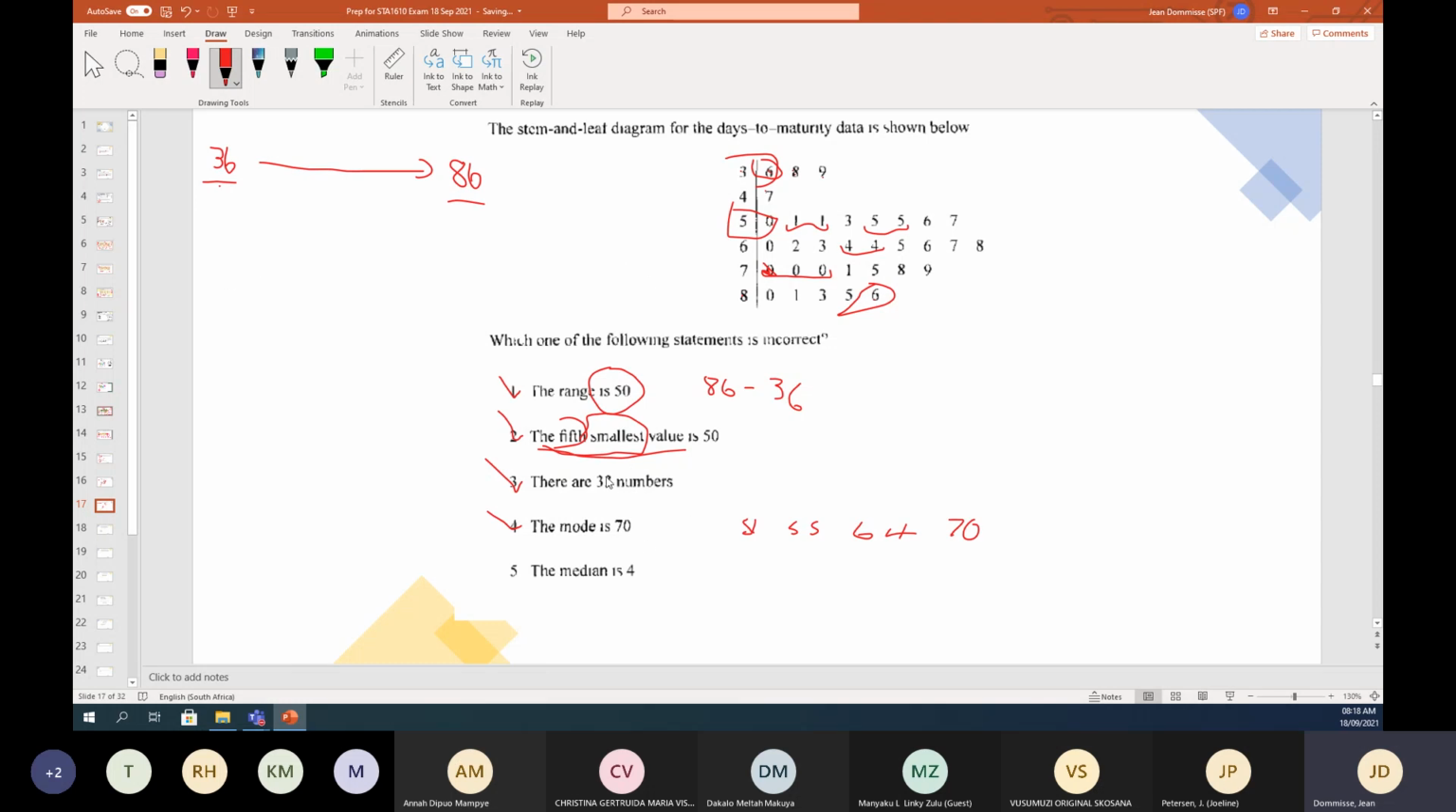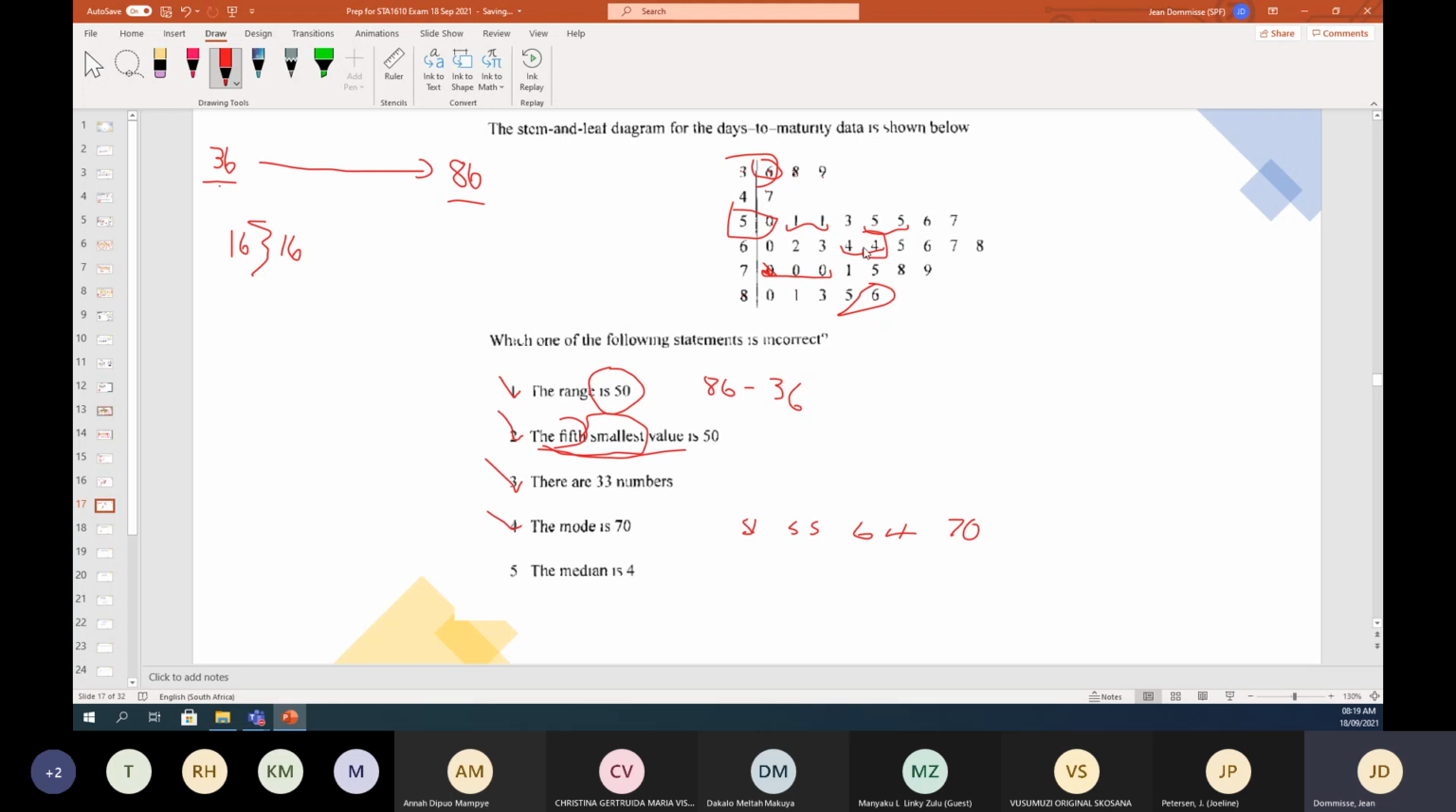We know there are 33 numbers, so 16 numbers to one side, then your middle number, and 16 numbers to the other side. So your middle number is observation 17. So 1, 2, 3, 4, 5, 6, 7, 8, 9, 10, 11, 12, 13, 14, 15, 16, 17.